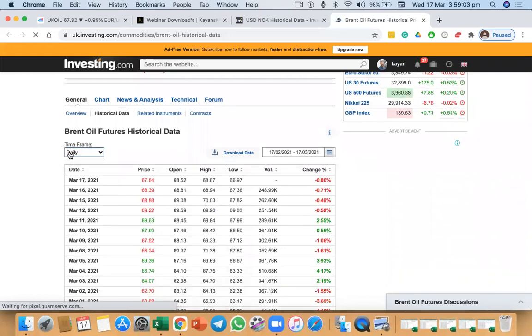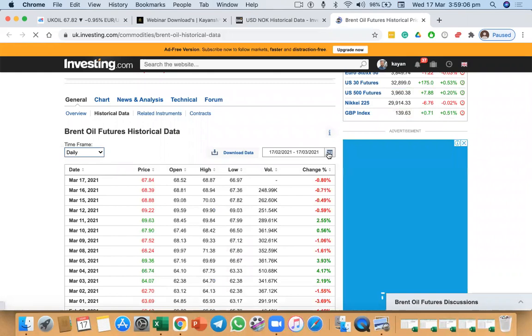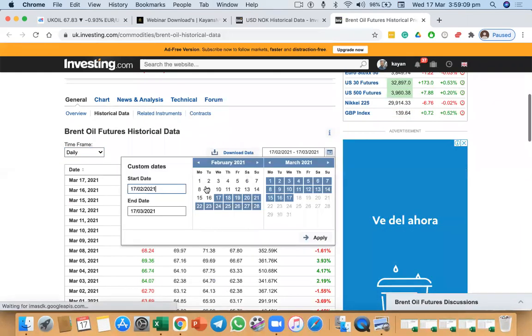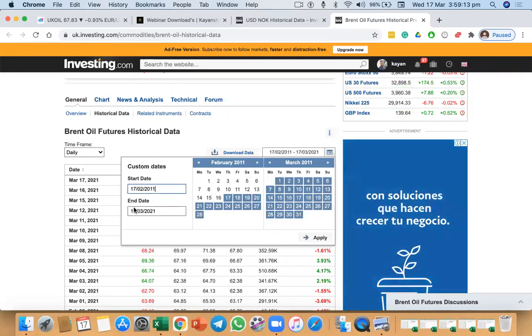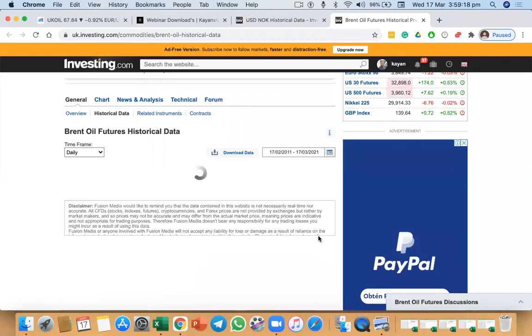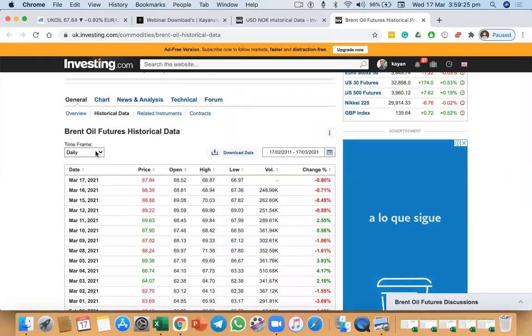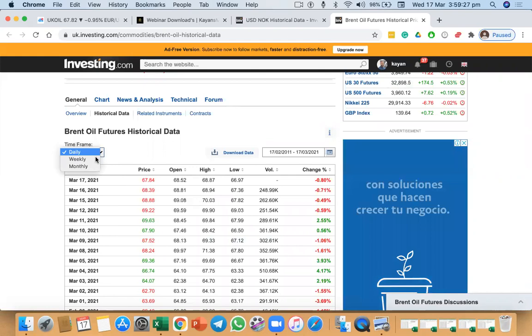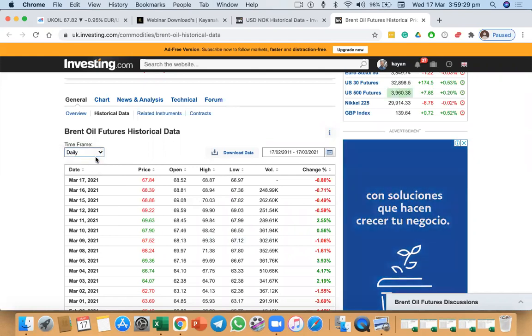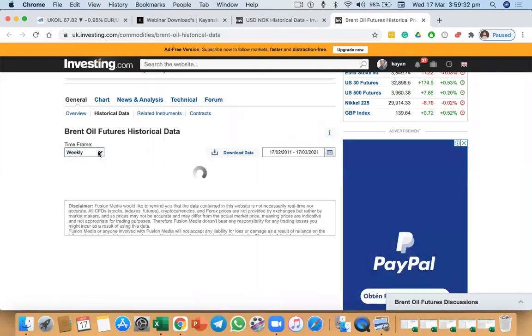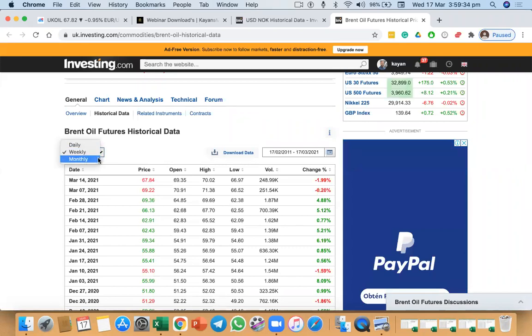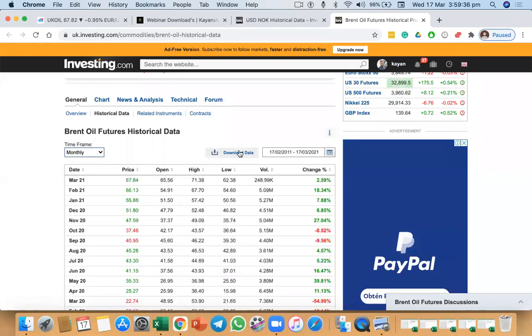I was on all these spreadsheets. I've done timeframes of 10 years. So I go to the calendar here, and when it says start date, I just go back 10 years, so 2011 from this exact date. You press apply and it loads up the data. Now you're going to have data for the historical volatility of Brent crude oil on the daily charts, over weekly timeframes, and over monthly timeframes. So just choose your time frame. Let's say I want to choose monthly. I press download.